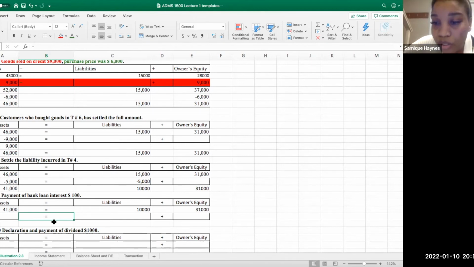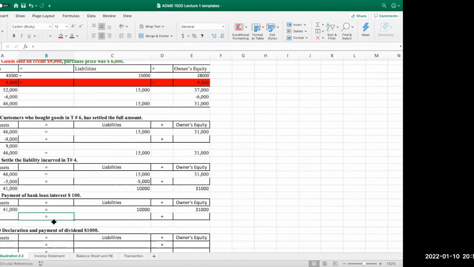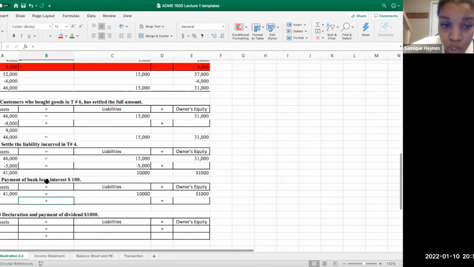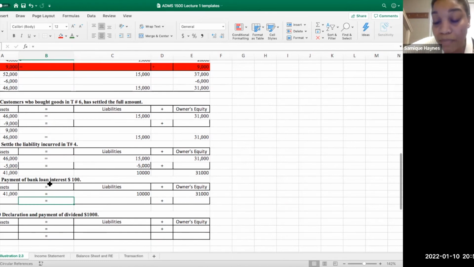Okay, somebody said cash will decrease by 100, but somebody mentioned the word expense. Is the interest on a loan a liability or an expense? Interest is an expense, interest expense. You have to write that down. I can see how you can confuse it because it says bank loan interest, but the interest is the expense.